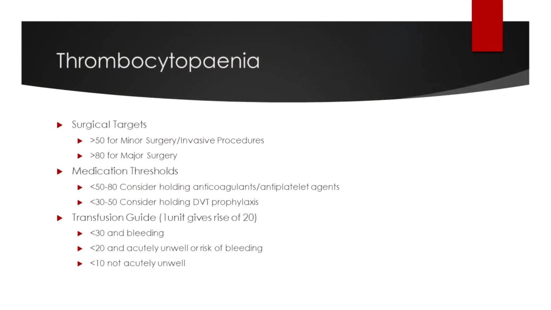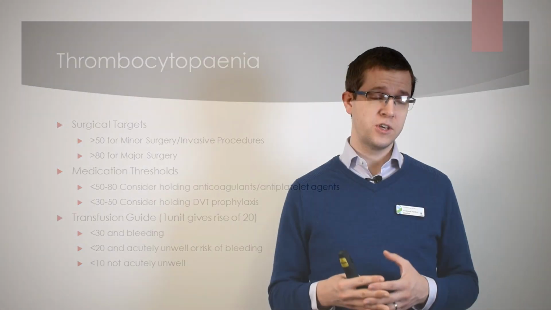In terms of surgical targets, we get a lot of calls, and from a haematology perspective, we always recommend if you're performing an invasive procedure or minor surgery, 50 is a good target. If they're undergoing major surgery, so open laparotomy, anything to do with cardiothoracic, and anything to do with neurosurgery, we would generally recommend 80 and above. There are some surgeons that have very specific guidelines for a bit higher than that, sometimes up to 100. But for most haematology advice, we'll usually say 50 for minor and 80 for major. And you can use transfusion to get you there.